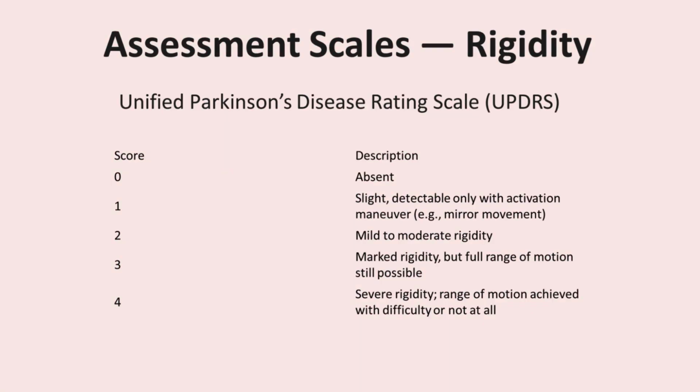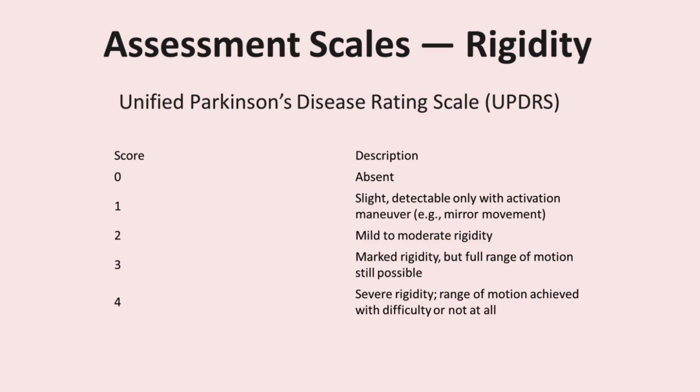This slide presents the Unified Parkinson's Disease Rating Scale, or UPDRS, which is used to assess rigidity. It provides a scoring system from 0 to 4, where 0 indicates the absence of rigidity, and 4 represents severe rigidity where the range of motion is achieved with difficulty or not at all. The scale describes the degree of resistance encountered during passive movement, helping to quantify the severity of rigidity in patients with Parkinson's disease.